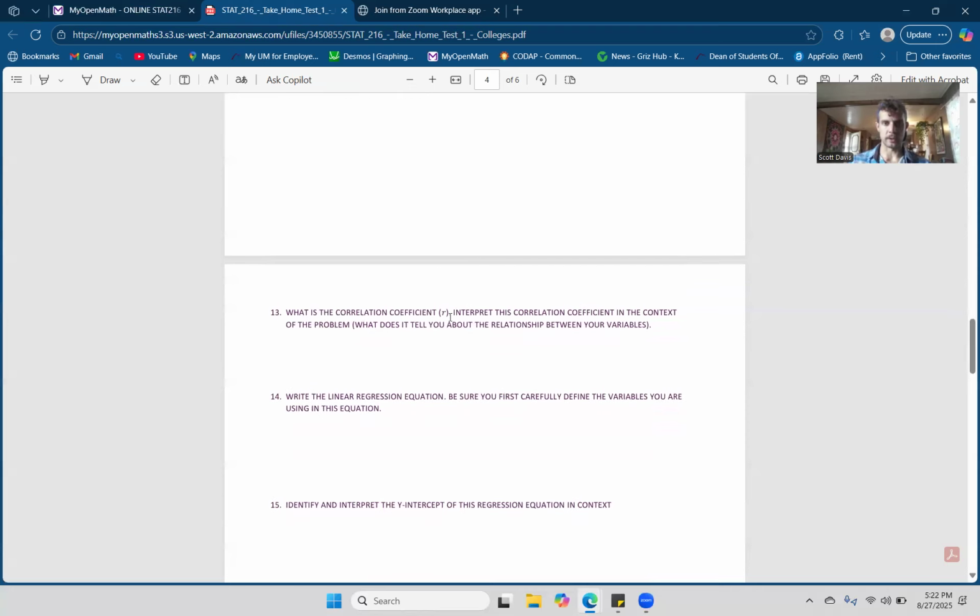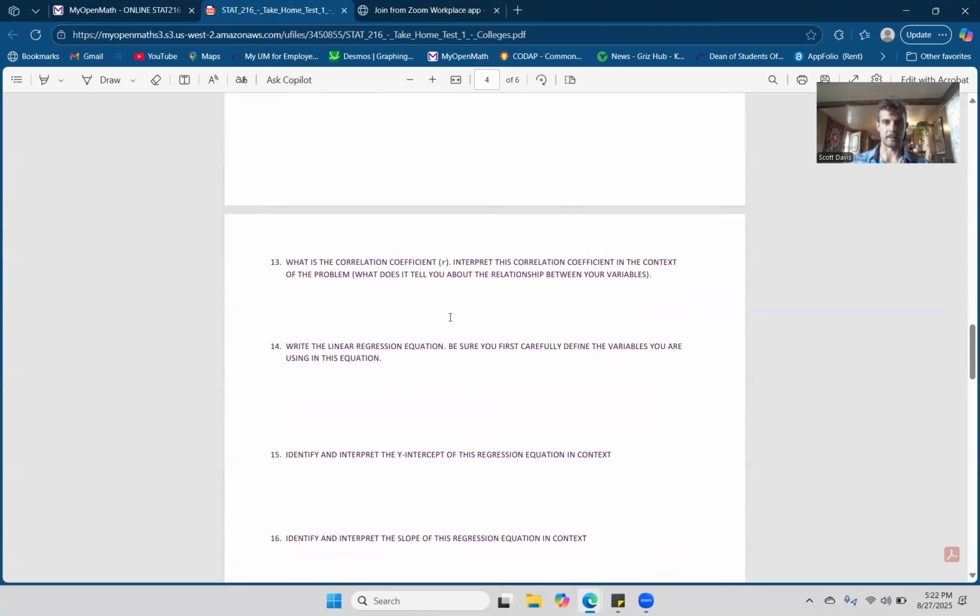What is the correlation coefficient? And be sure you interpret it in the context of the problem. There should be three pieces here. Should have the strength, the direction, right, positive or negative, strength, direction, and include that it is linear.